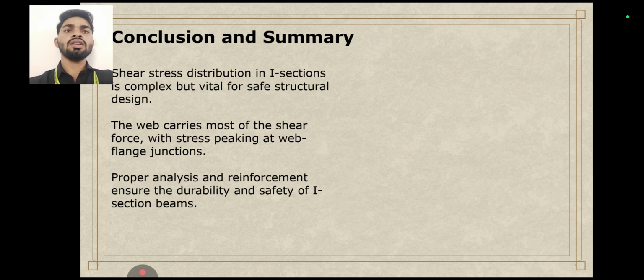Conclusion and summary. Shear stress distribution in an I section is complex but vital for safe structural design. The web carries most of the shear force, with shear peaking at the web-flange junction. Proper analysis and reinforcement ensure the durability and safety of I section beams.